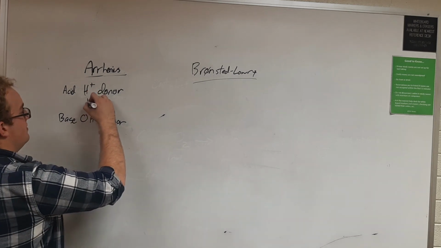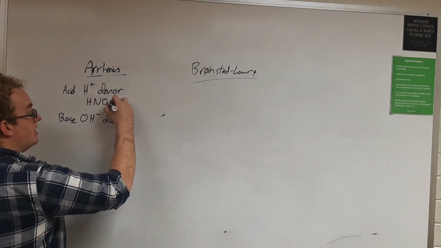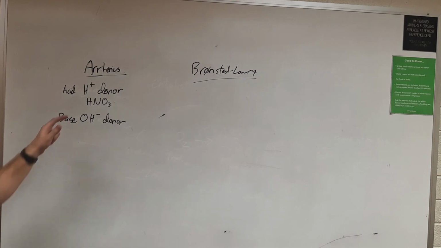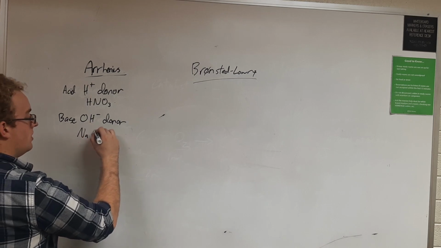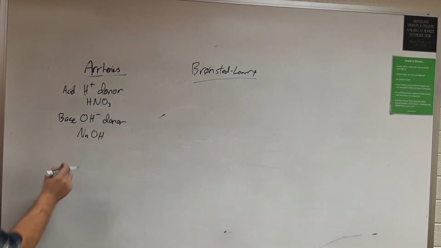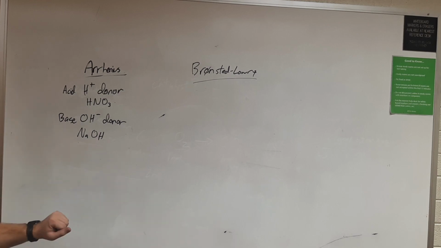I'll give you an example of this one. Here's nitric acid. This is a strong acid and you should definitely know that one. Here's an example of an Arrhenius base, sodium hydroxide. This will dissolve in water and give you hydroxide ions.